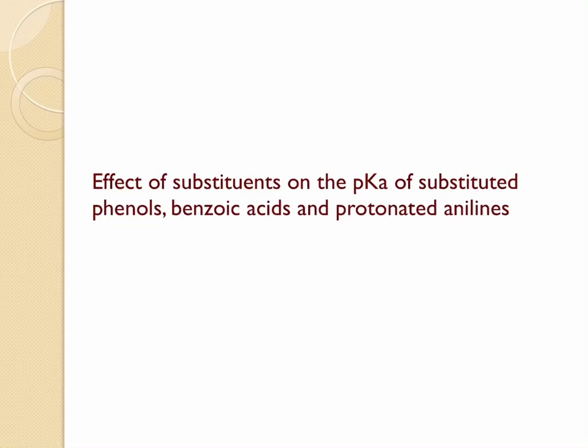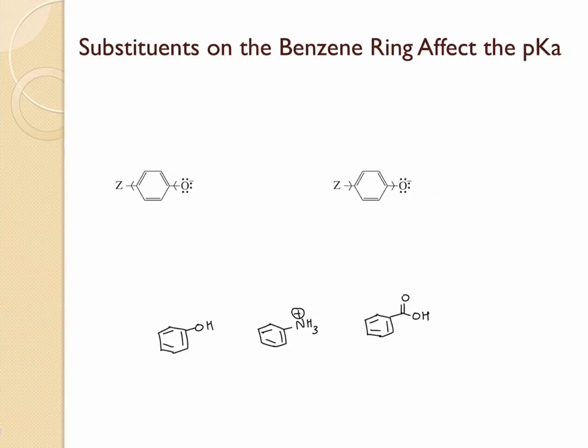Effect of substituents on the pKa of substituted phenols, benzoic acids, and protonated anilines. The pKa values of substituted phenols, benzoic acids, and protonated anilines can change depending upon the substituent present on the ring structure. Let's say that we have an electron withdrawing group present on phenol.